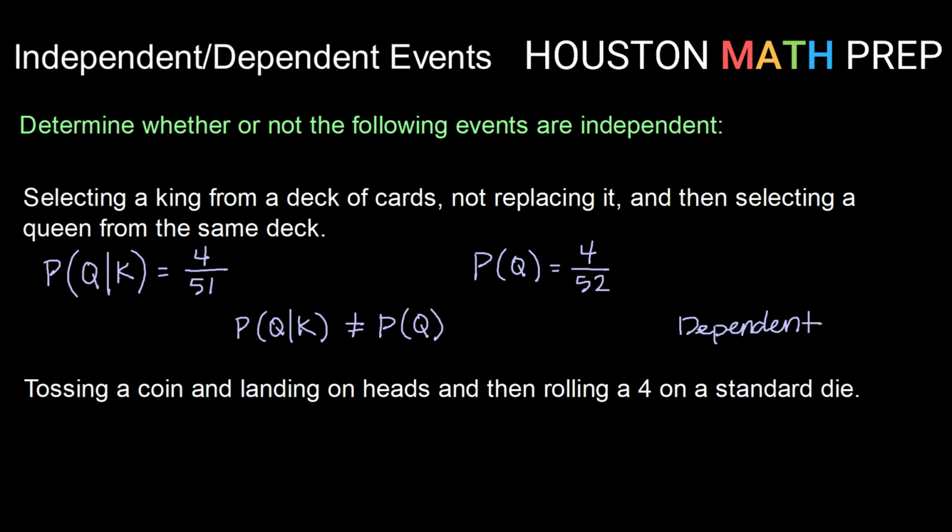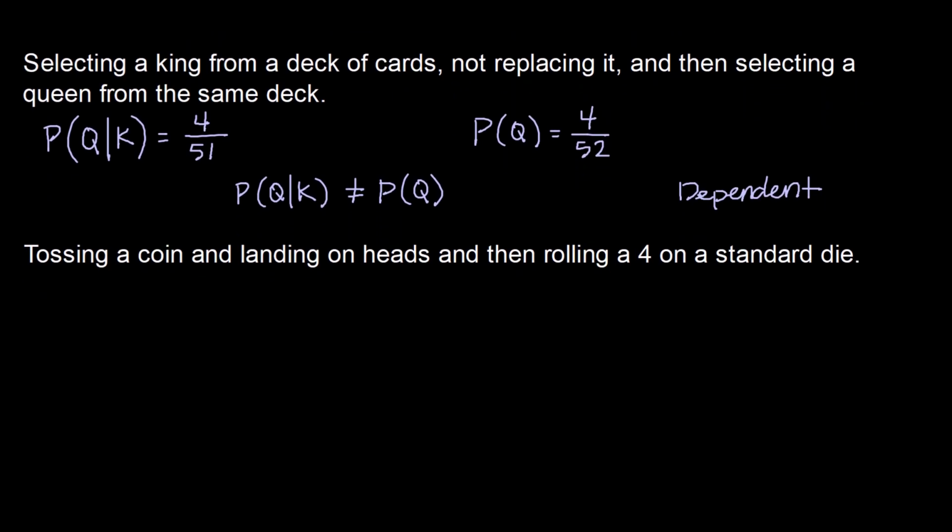Okay, let's take another example. Let's figure out if tossing a coin and landing on heads and then rolling a 4 on a standard die are independent or dependent. So first, let's calculate the probability of landing on a 4 given that we have tossed heads. And then we'll calculate the probability of just landing on a 4.